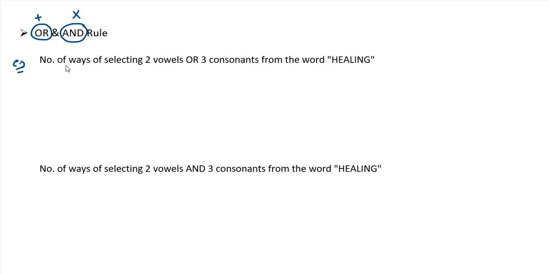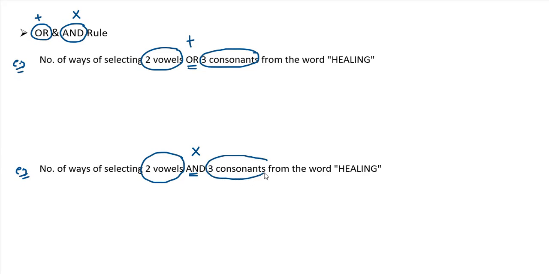Let's consider this example. Number of ways of selecting 2 vowels or 3 consonants from the word healing. If you want to find the number of ways for doing this task, first we'll find the number of ways for selecting 2 vowels, and to that we'll add the number of ways for selecting 3 consonants. In this second example, the number of ways of selecting 2 vowels and 3 consonants from the word healing, we'll first find the number of ways for selecting 2 vowels, and then we'll multiply it by the number of ways for selecting 3 consonants. So in this way you can complete this task.